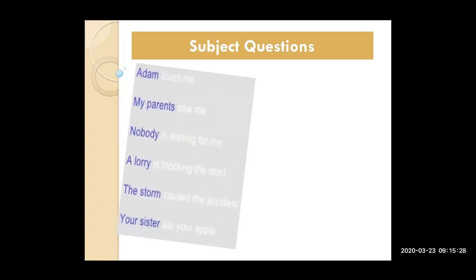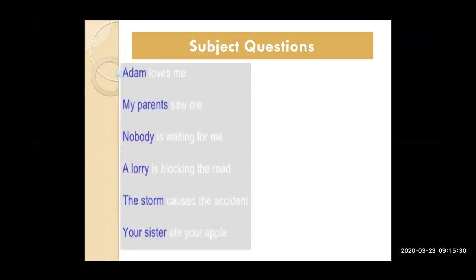Second, we have more examples. Adam loves me. My parents saw me. Nobody is waiting for me. A lorry is blocking the road. The storm caused the accident. Your sister ate your apple. I'd like to make questions asking about those blue words, the subjects.